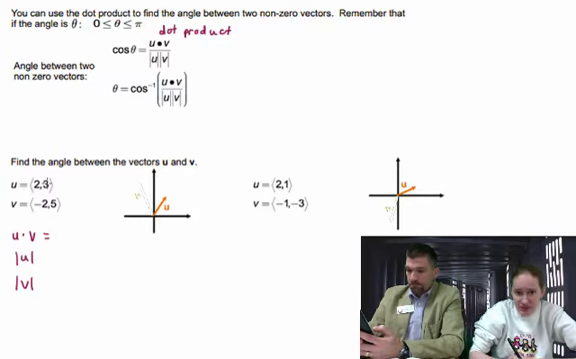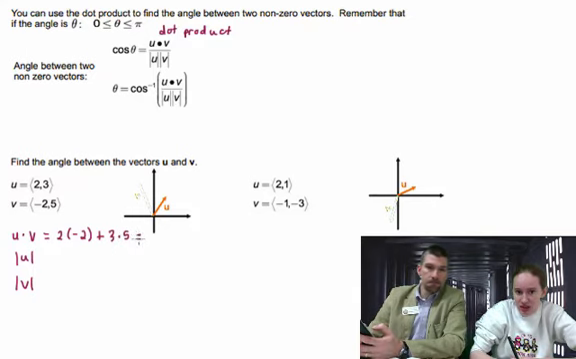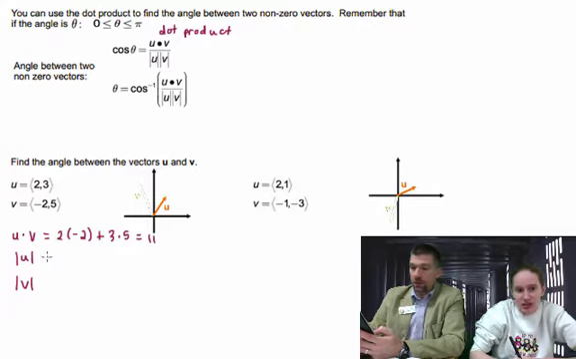Great. So u dot v is first times first, so 2 times negative 2, plus second times second, so 3 times 5, which gives us negative 4 plus 15, which is 11. So that's going to be on the top there.